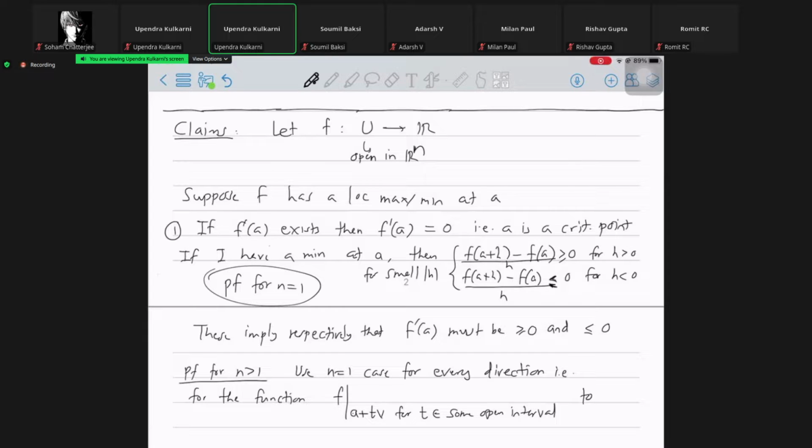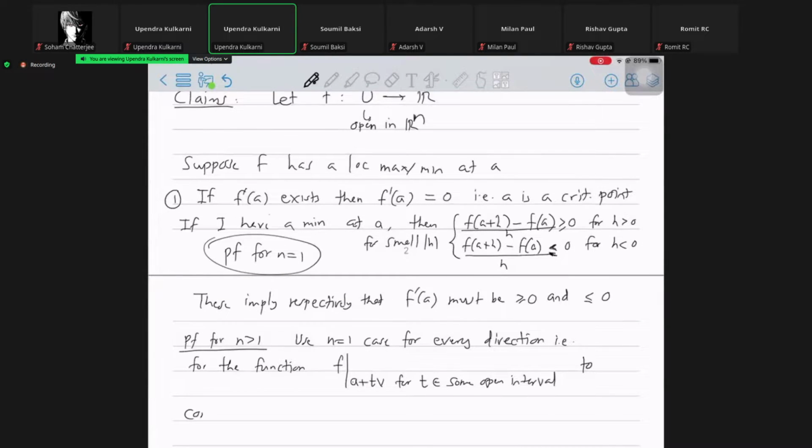So to conclude, what happens when I do this and calculate the derivative of the resulting one variable function? What is the quantity I get? Directional derivatives. Exactly. So I get that the directional derivative d sub v of f at A is equal to 0 for all directions.